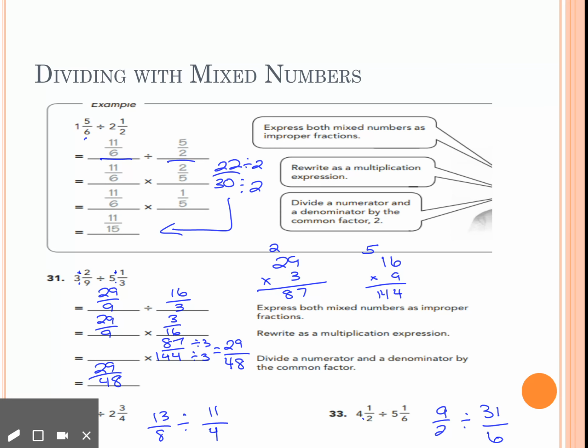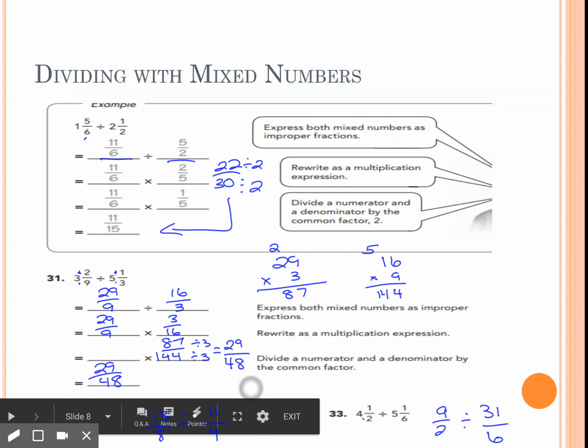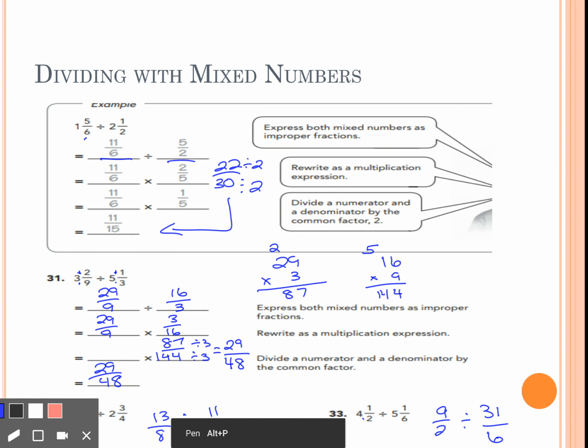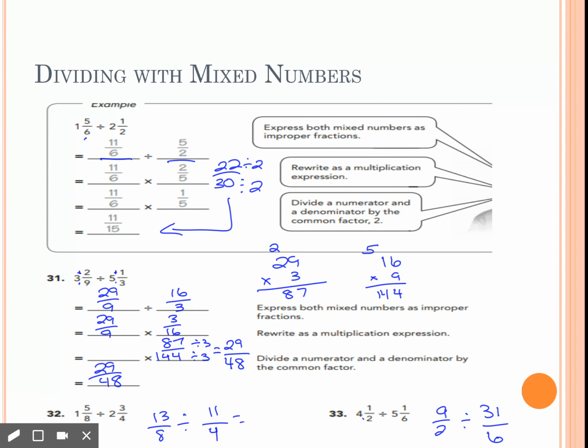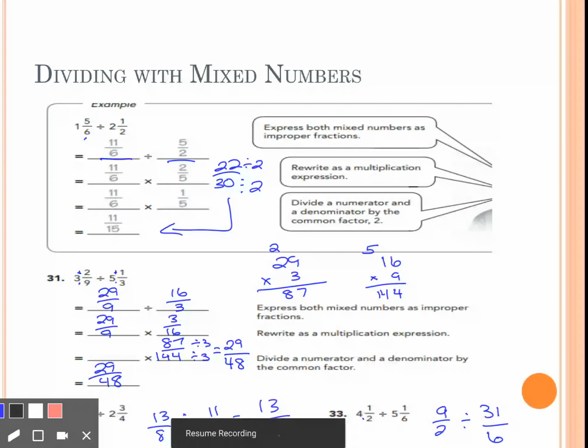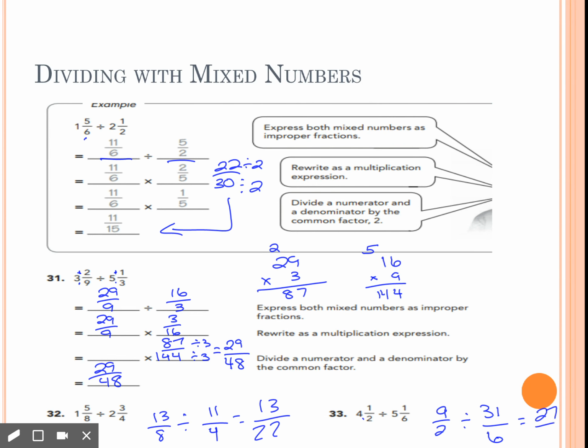The final answer for this is going to end up being, sorry about that, wait for that to disappear. The final answer for number 32 would end up being 13 over 22. And the final answer for number 33 will be 27 over 31.